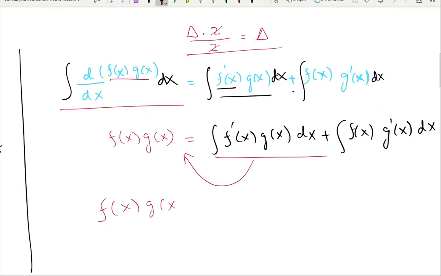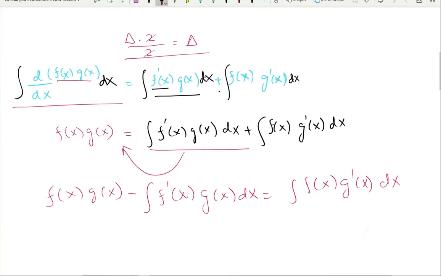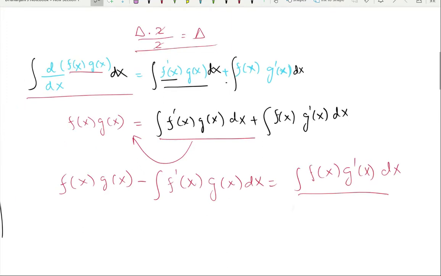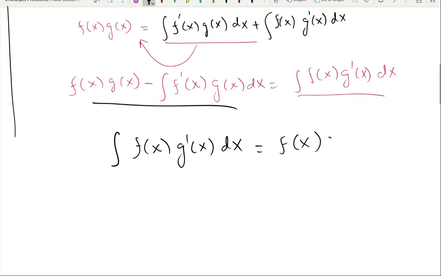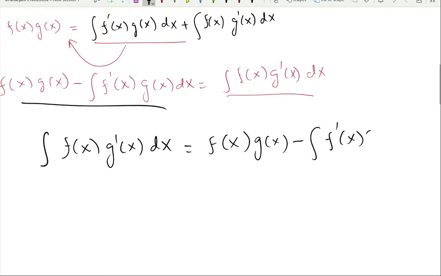f(x)g(x) minus the integral of f'(x)g(x) dx is equal to, okay, this term here. All right, now what I'm going to do is change the left-hand side and right-hand side, swap both sides. So let's write it clear and big. Here we have the integral of f(x)g'(x) dx is equal to, now this side becomes the right-hand side, minus the integral of f'(x)g(x) dx.